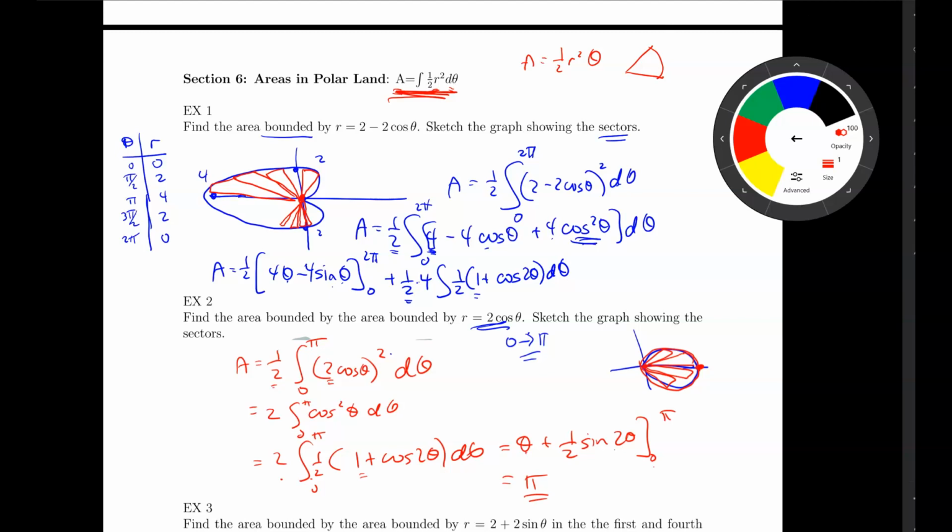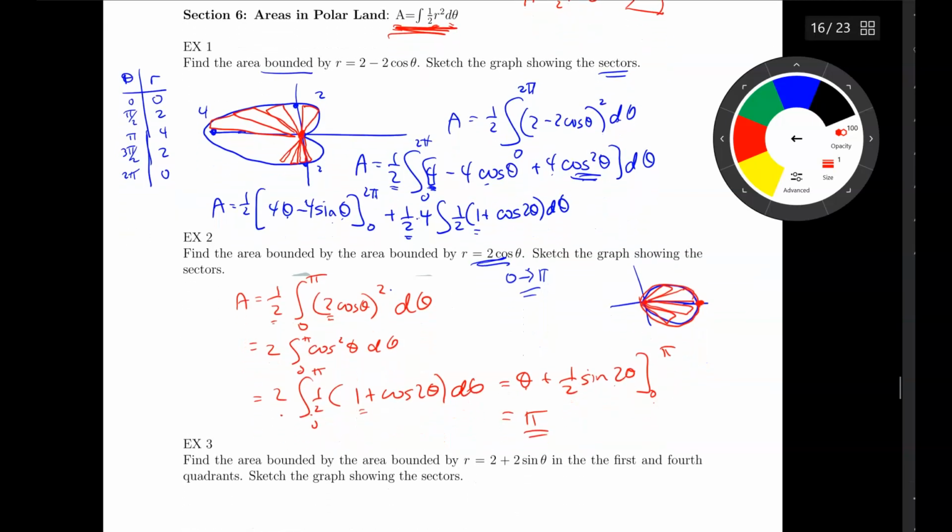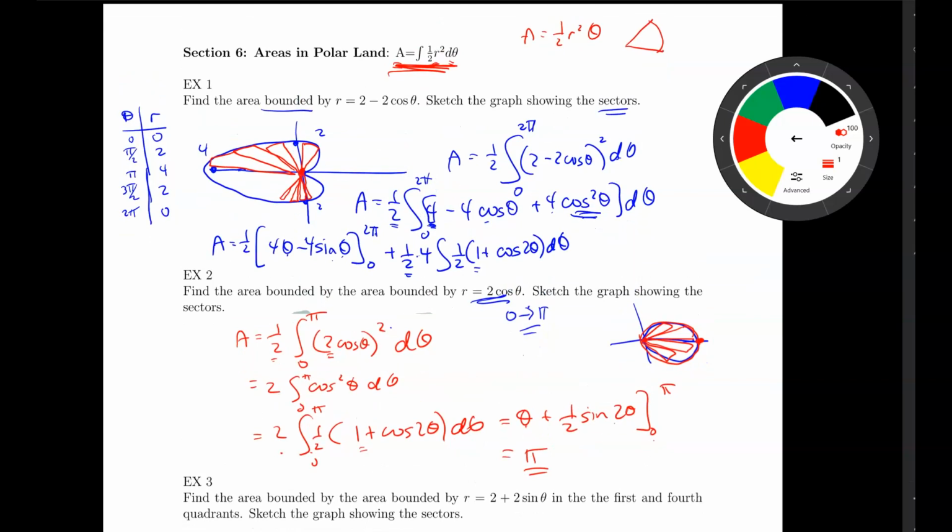So just like when we did areas before, I'm going to have you set up the integral many times. But I just wanted to go through and show you the half angle formula that's going to come up almost every single time because you're going to be squaring the function.